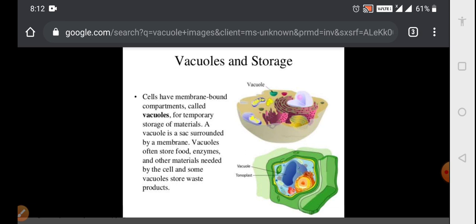Vacuoles are nothing but membrane-bounded sacs or bags. These vacuoles store different materials such as food, enzymes, minerals, and even water.